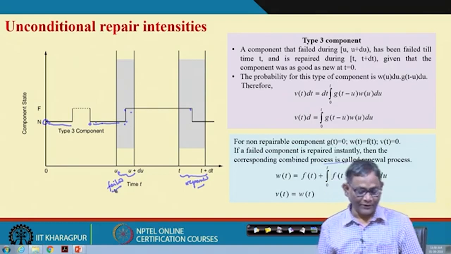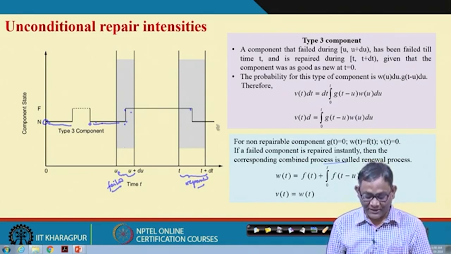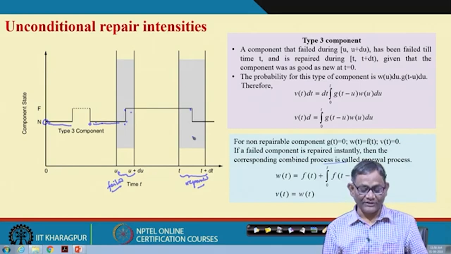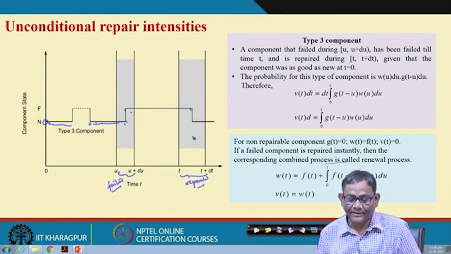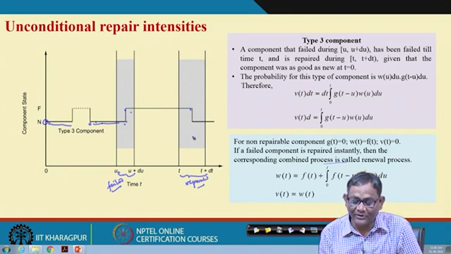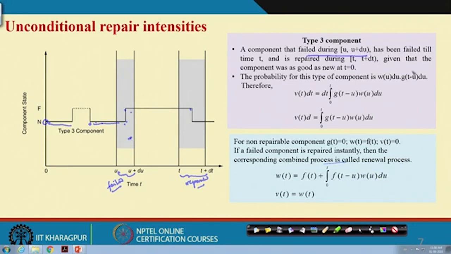It failed in between this. So that means we will start from the failure process, and here it is repaired in between this, the repaired part. So two things will be considered, because we are interested to know the repair intensity only. So what is the condition? It failed during u and u plus du, and another is that it has been in the failed state up to time t, and then we are interested to know the probability that it will be repaired within t and t plus delta t. So this is the one outcome; there will be no other.